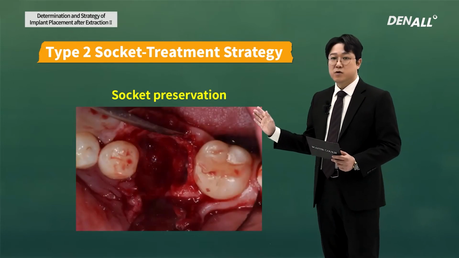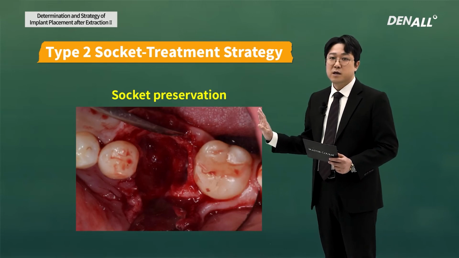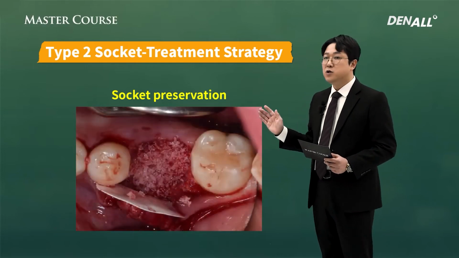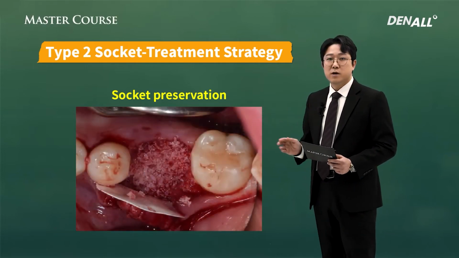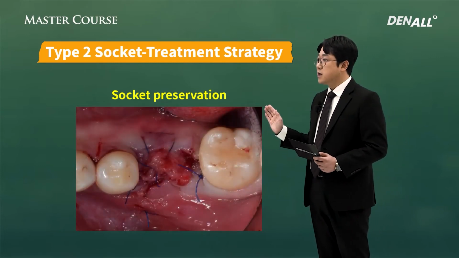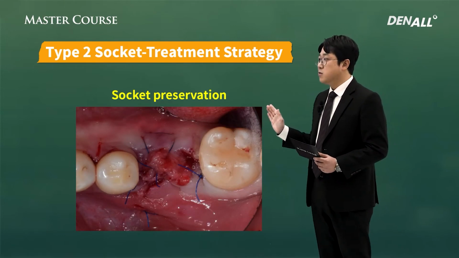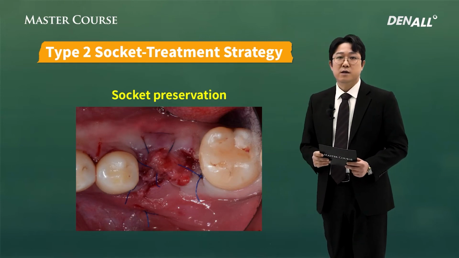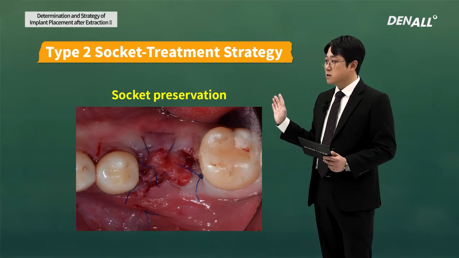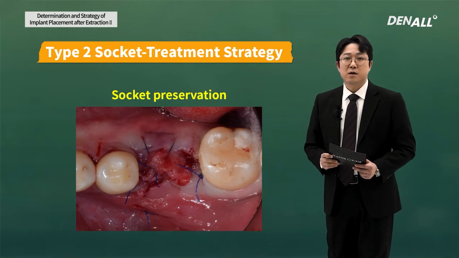This is after extraction, and within the socket you can see a lot of bone loss, and buccally there was bone loss as well. In this case, non-resorbable membrane and xenograft was used to do socket preservation. If you can get primary closure, but it's not easy to get primary closure in this extraction site. It is not easy to cover the extraction socket with soft tissue entirely.